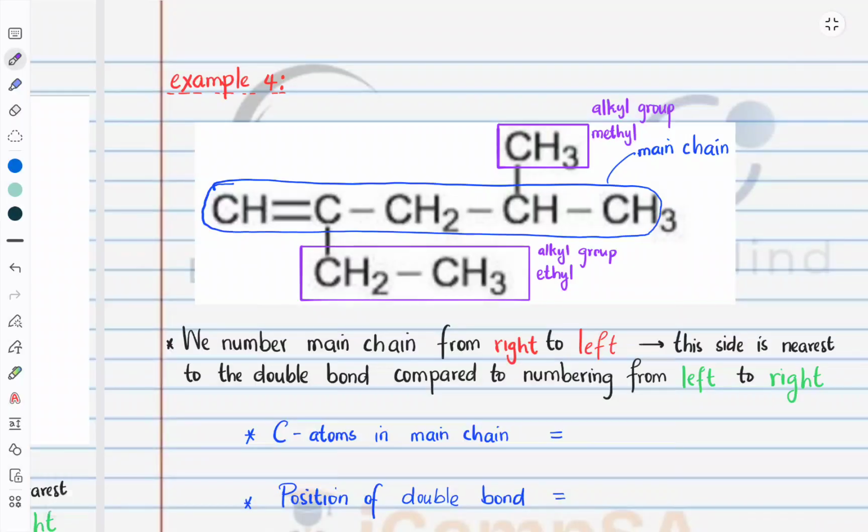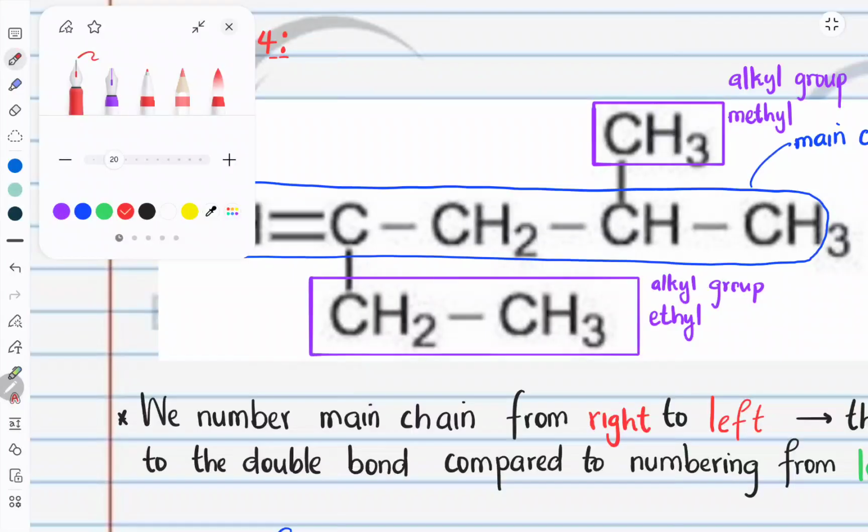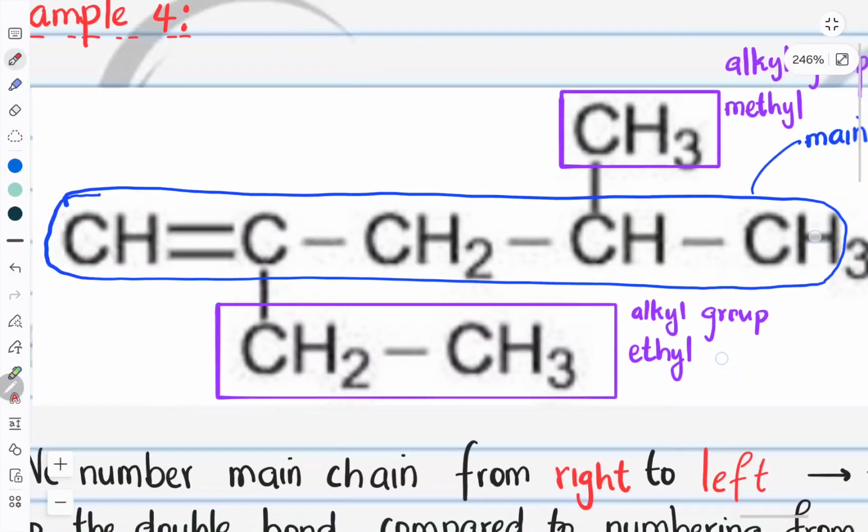So we number from the side that will give us the least position number for the double bond. And if you can check here, it's already clear that if I number from left to right, the double bond will be closer than if I number from right to left. But like I always say, let's prove. So now we have 1. If we do it from right to left, yeah, we have 1, 2, 3, 4, 5. It has 5 carbon atoms, right?